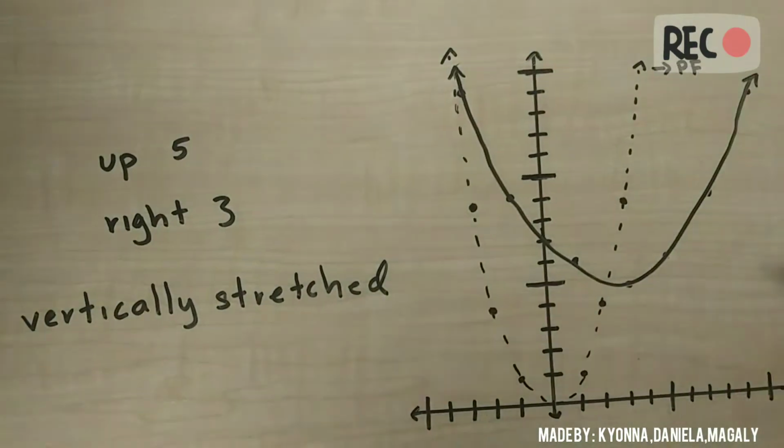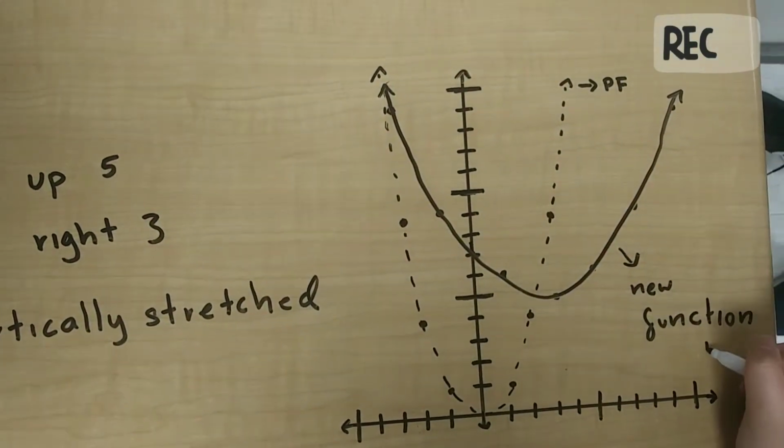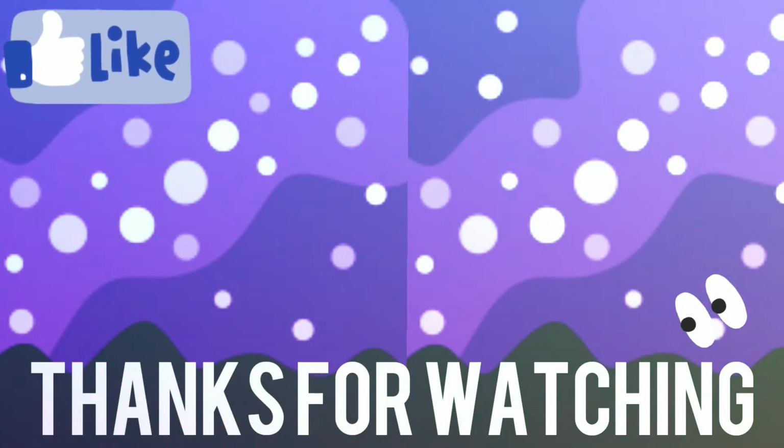The solid line shows the new function, and the dotted line is the parent function. In conclusion, knowing what each variable does will help you transform quadratic and square root functions.